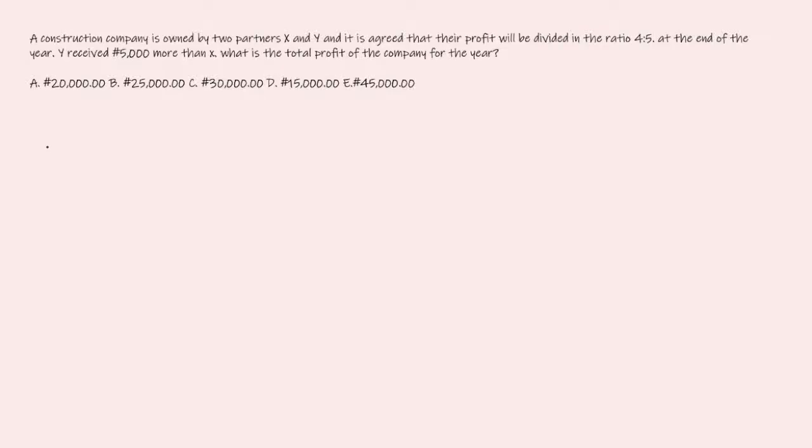Now, first we have to express the ratios as we're given, which is X and Y, and the ratio is 4 to 5. Like I said, it helps that we find the sum of the ratio, which is 9. So we can express each of these ratios as a fraction of the total. So X's share is going to be 4 over 9, and Y's share is going to be 5 over 9 of n, which is the profit.